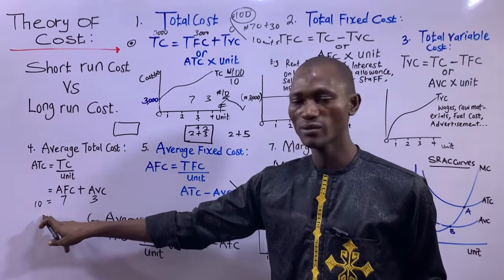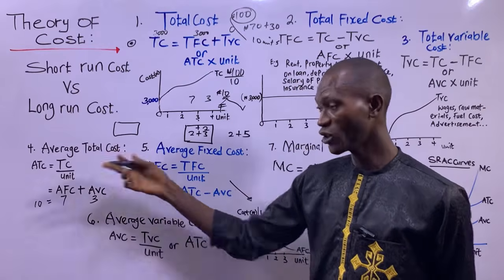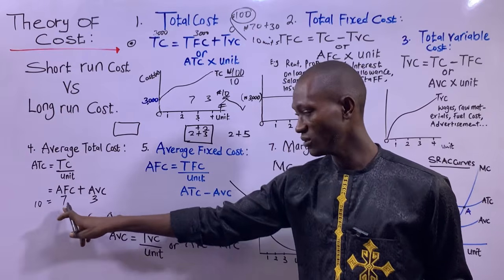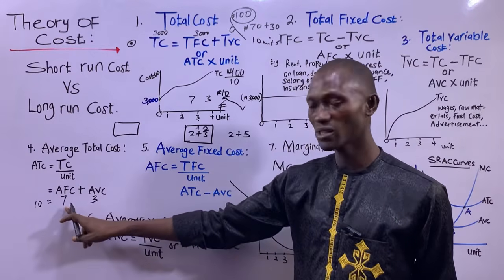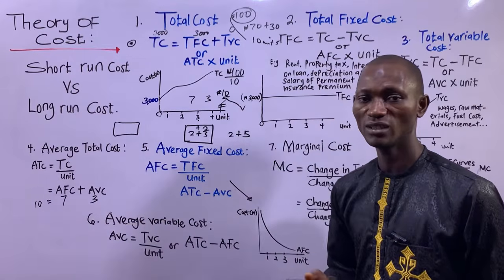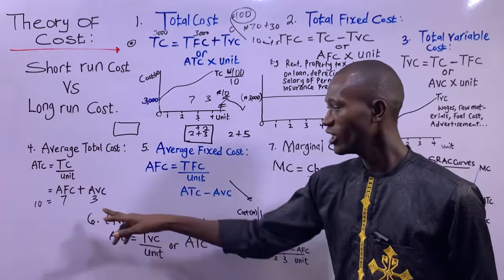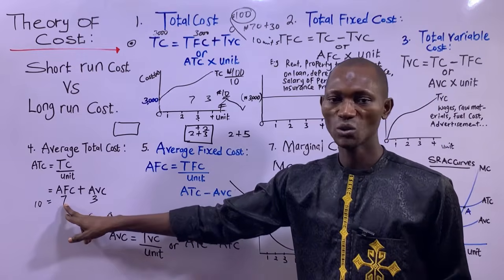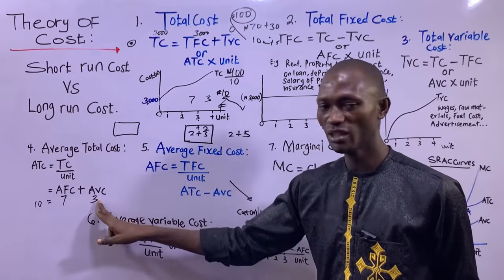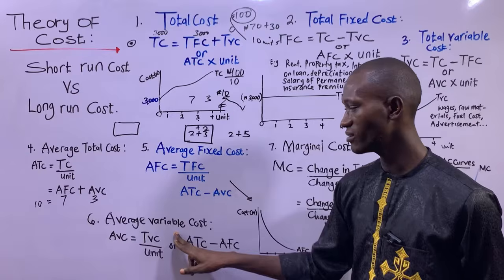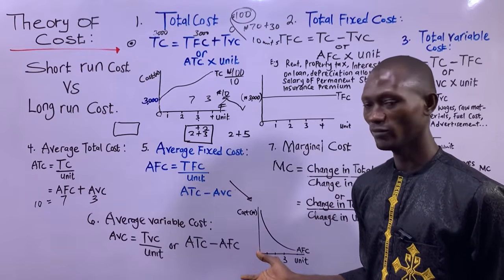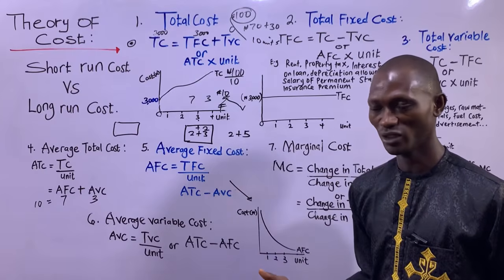So average total cost is 10. We've gotten that 10 by dividing 100 by 10. Then this 10, which is average total cost, has been split into 7 and 3. So 7 is for the fixed element and 3 is for the variable element. So the fixed element of the average total cost is average fixed cost. And the variable element of the average total cost is average variable cost. So I hope you get the point that I'm trying to make here.